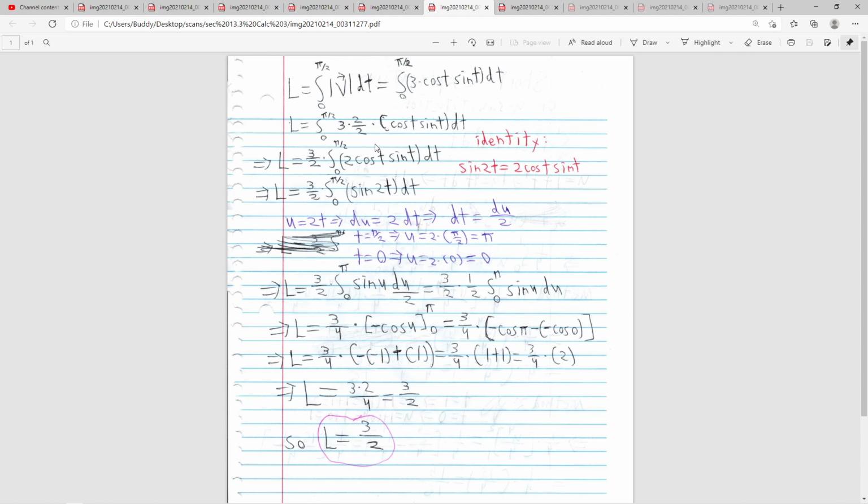So 2 over 2 is 1. We do this because we want to make it 2 cosine t sine t, which is why I put it here. So we can pull 3/2 outside the integral. And 2 cosine t sine t is equal to sine 2t. So that's what we have, and sine 2t dt is what we integrate.